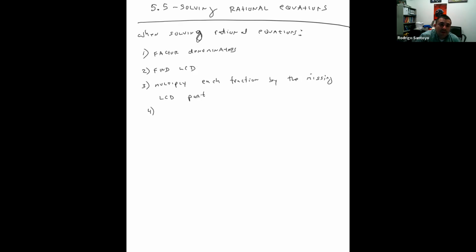After that, step 3, all denominators should be the same. And when they're all the same, you can cancel them. And now from there, you just solve. So a nice 5-step process on solving these rational equations.